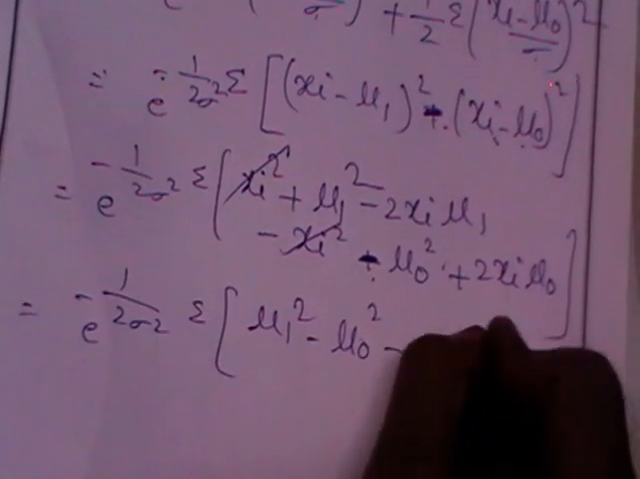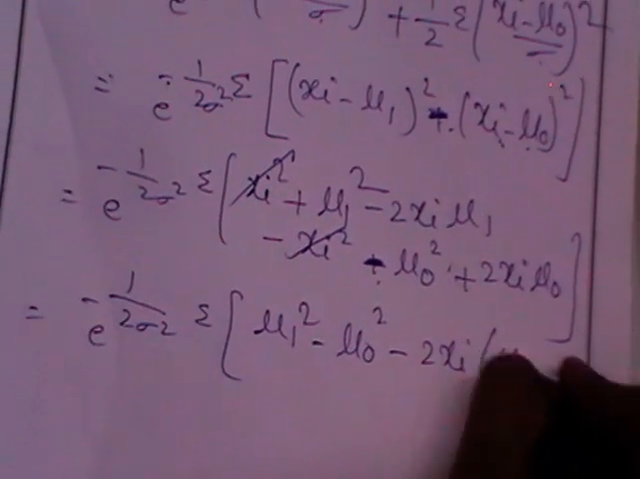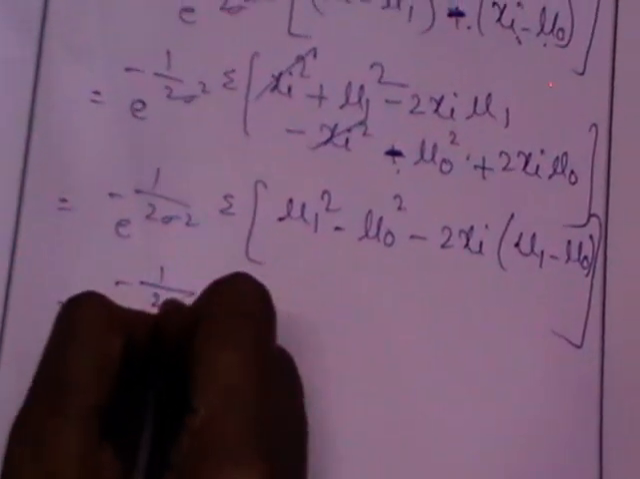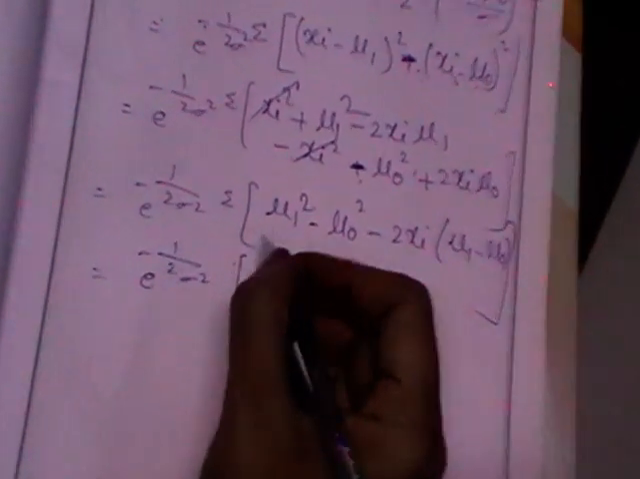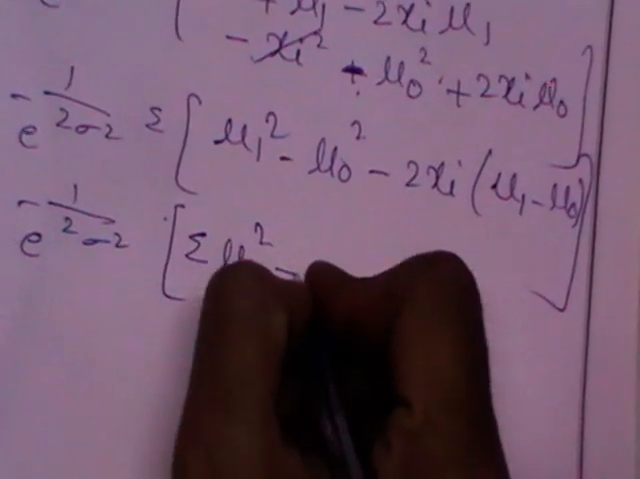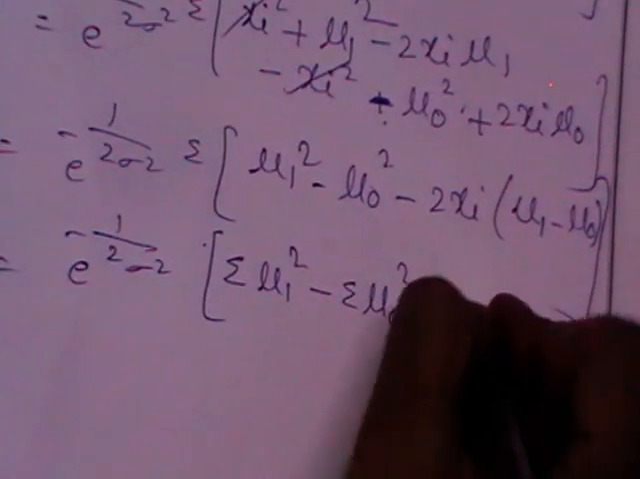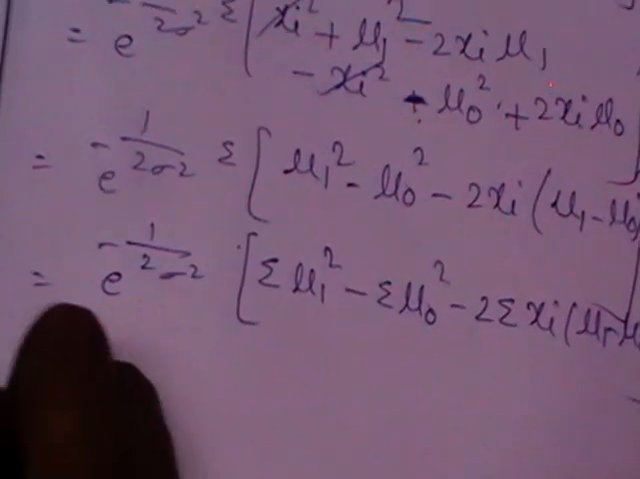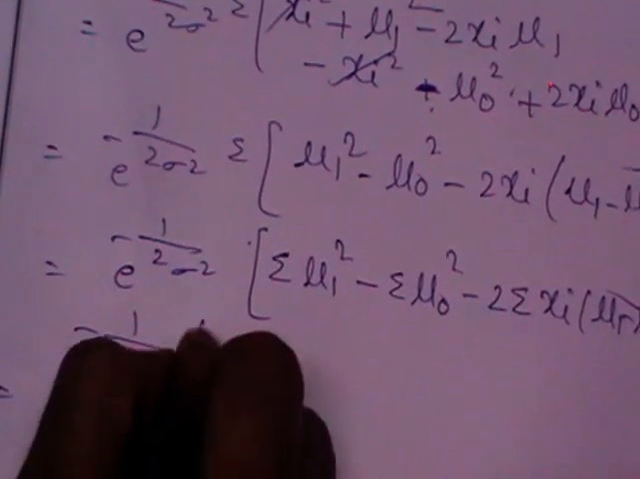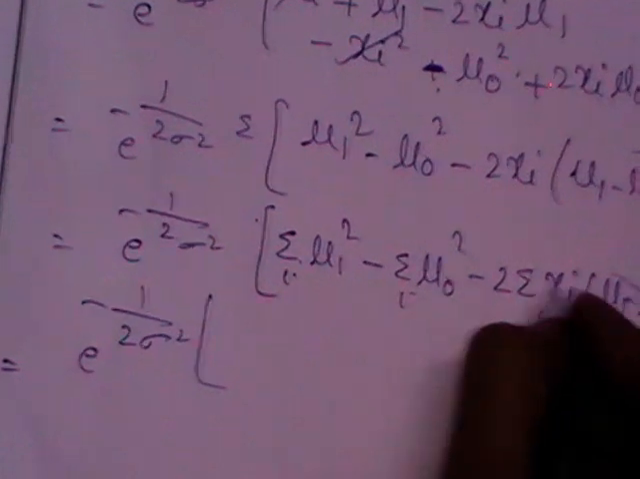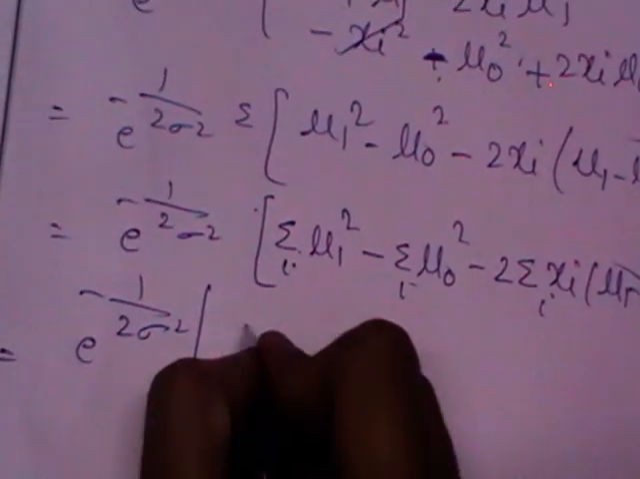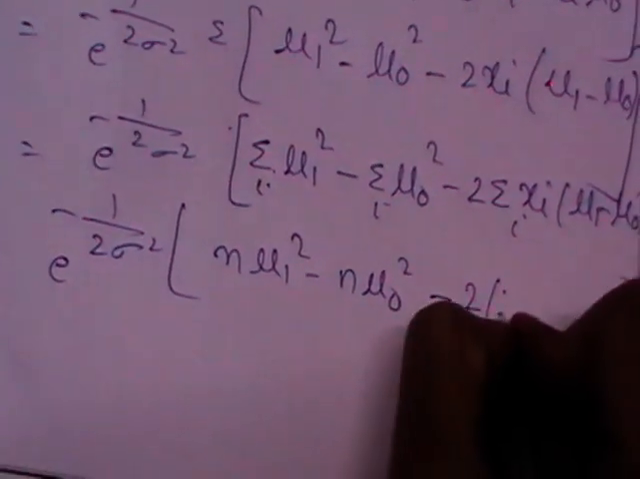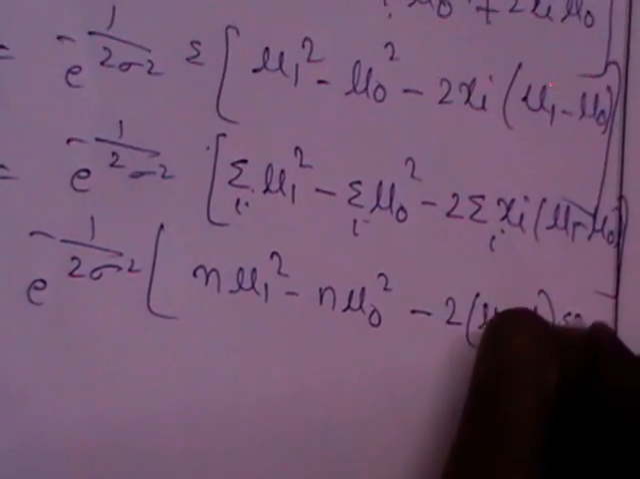From these two terms you can take out 2xi common, then you'll get mu 1 minus mu naught. So if you take the sigma to each of these terms, how much will you get? Sigma mu 1 square minus sigma mu naught square minus 2 sigma xi into mu 1 minus mu naught, with minus 1 by 2 sigma square outside. The sigma always runs on i, and as there is no term involving i in the first terms, you will get n mu 1 square minus n mu 0 square minus 2, and if I take mu 1 minus mu 0 out, you will be left with sigma xi.